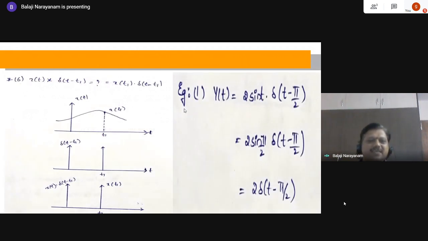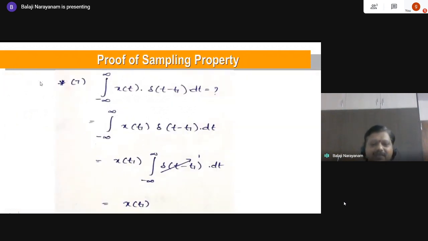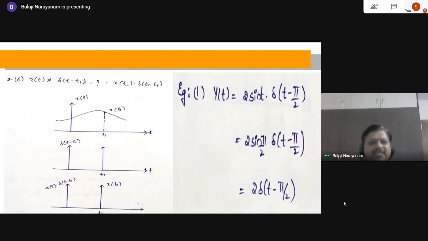Now let us take a graphical representation of this. We have seen the multiplication property. Now we are given multiplication of x of t with delta of t minus t1, and as per the multiplication property, here we have to substitute t is equal to t1 in x of t. So substituting t is equal to t1 in x of t will give us x of t1, and as usual delta of t minus t1.